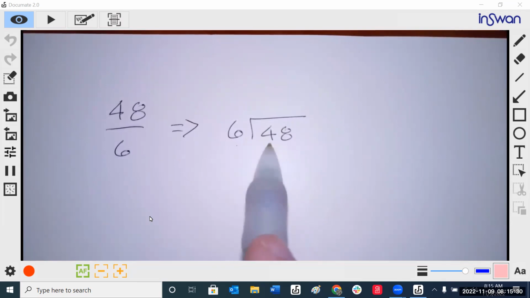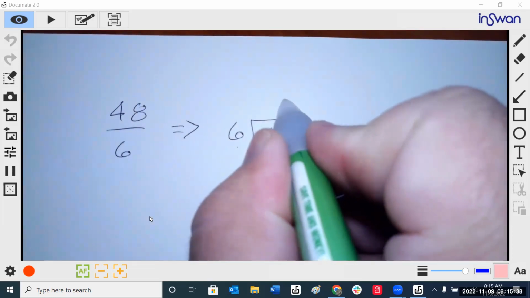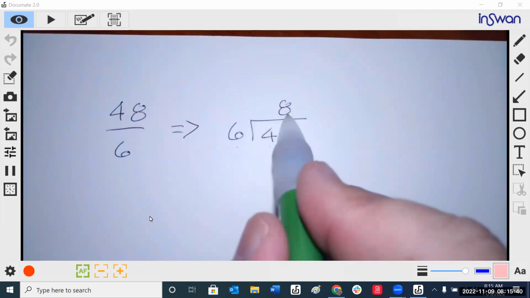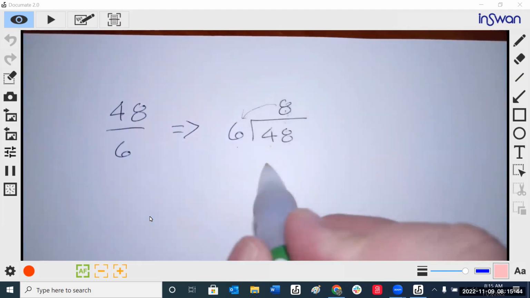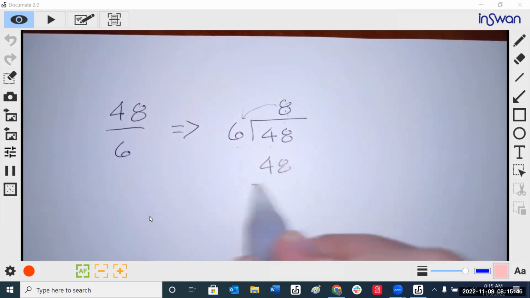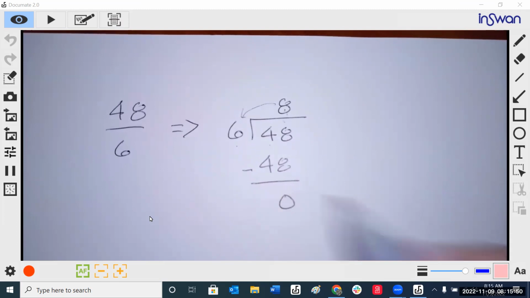How many times does 6 go in 4? It doesn't. How many times does 6 go into 48? 8 times 6 is? Yeah, so once you get the number there, you take this number times that number and put it here. And then subtract. This is your remainder.